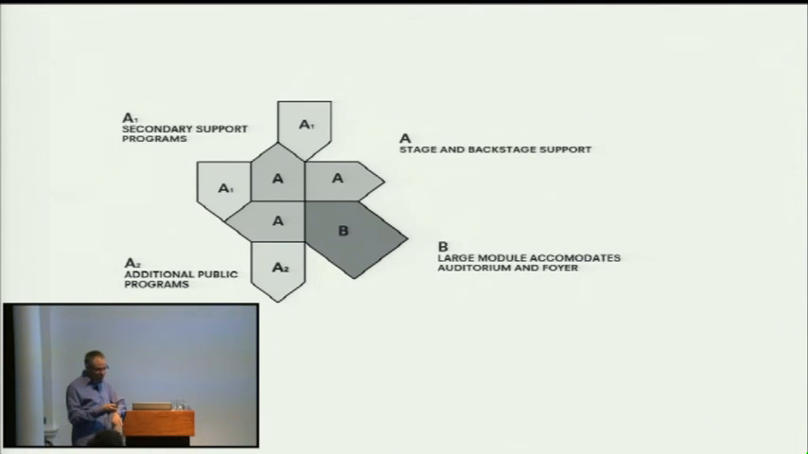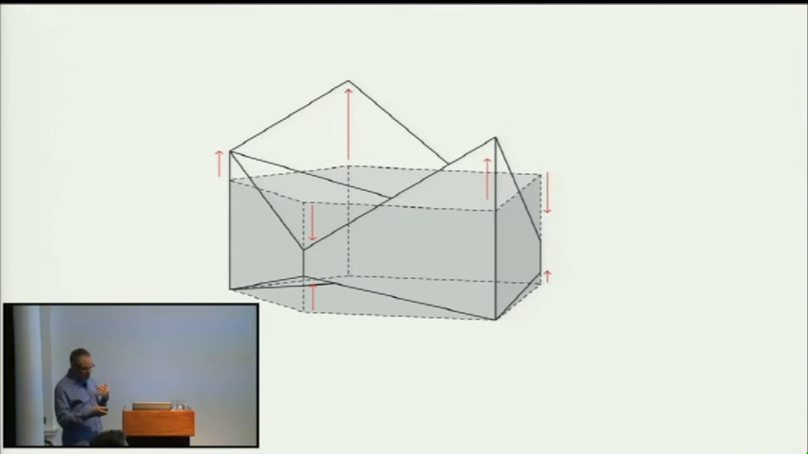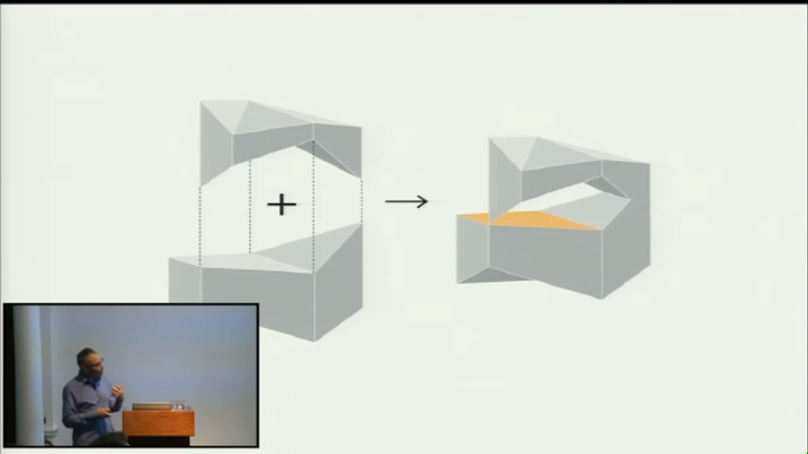It's made of these 1, 2, 3, 4, 5, 6 identical modules plus one, which is formally similar but scaled up. But each of these modules then goes through a process of transformation that we take each of the vertices and they can be pushed up and down. But because of the geometry of the pentagon, all of those are triangulated surfaces, no ruled surfaces. They're easy to build and easy to define geometrically.